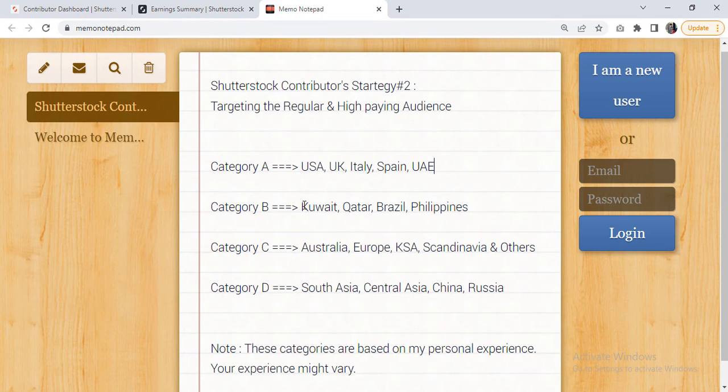Anyway, to summarize, the first category is USA, United Kingdom, and two European countries, and maybe there are some others as well, but these are the ones I could remember or recall. Then there is category B.